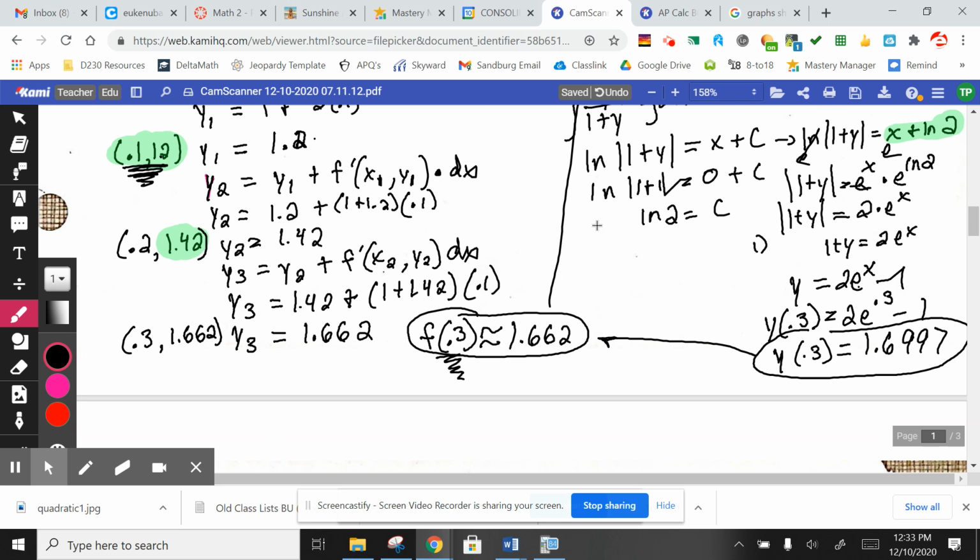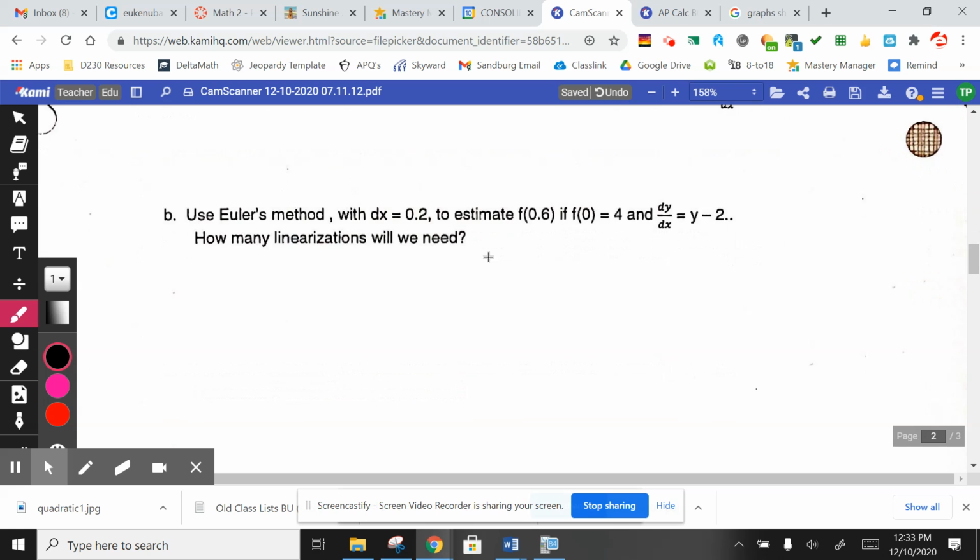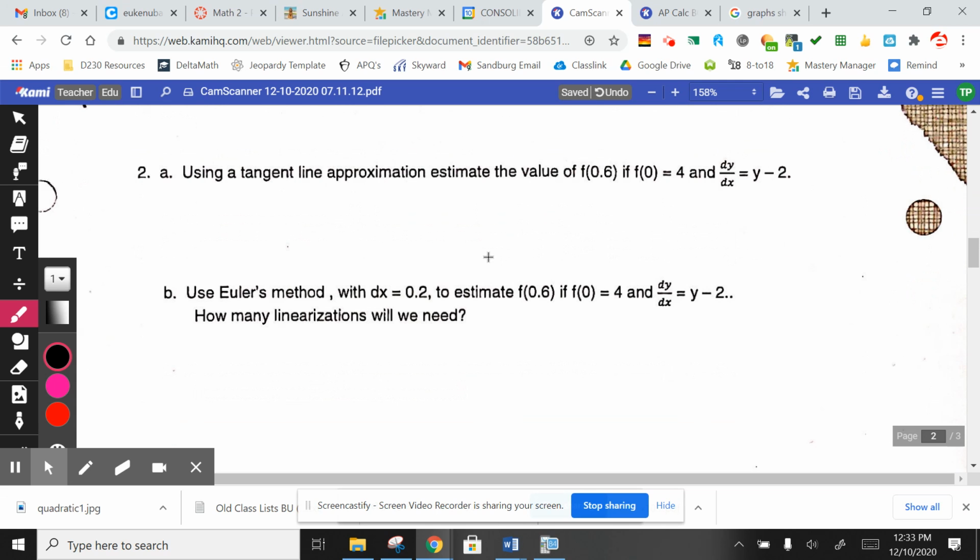All right, so now let's go to the next page, and then I try to write this so this now hopefully all kind of makes some sense. So 2a is our old idea. I want you to use a line tangent to estimate the value of f of 0.6 if we start at the x value of 0 with a y value of 4, and then this is our slope. So this is an old idea. We want to write a line tangent.